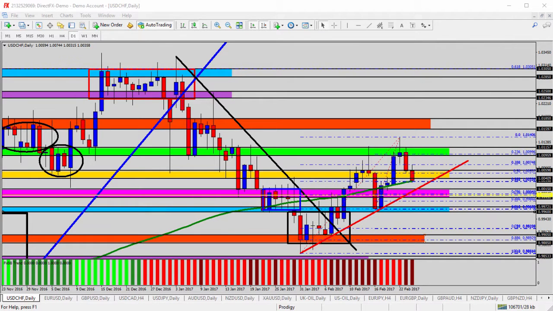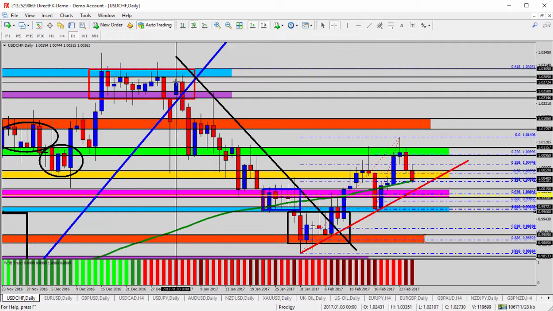Today we're going to be taking a look at the USDCHF, the US dollar versus the Swiss franc, for today's trade analysis. We're looking here on the daily time frame. There's two different trends we want to look at. First off is the black trend line, that began all the way back here on January 3rd.